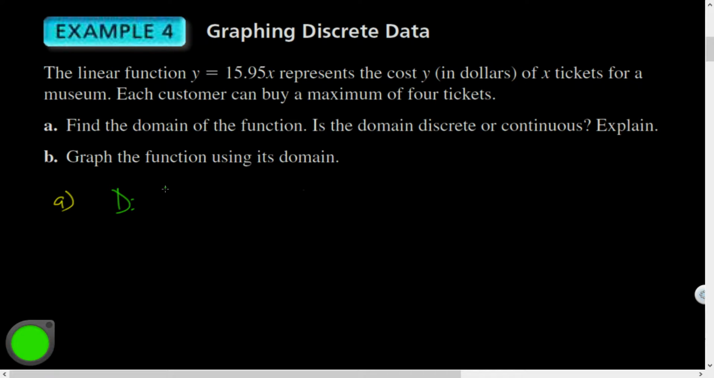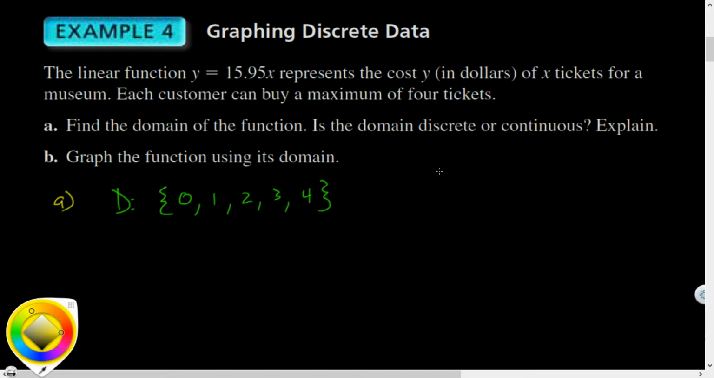So my domain is the set of x such that x is which of the following? It says you can buy up to 4. So I'm going to buy 0, 1, 2, 3, or 4. If you still had the set of x there, you could just write this after that. That'd be fine. So it's the set of all x such that x is 0, 1, 2, 3, or 4. I can't buy the values in between there. So this is a discrete set of numbers.